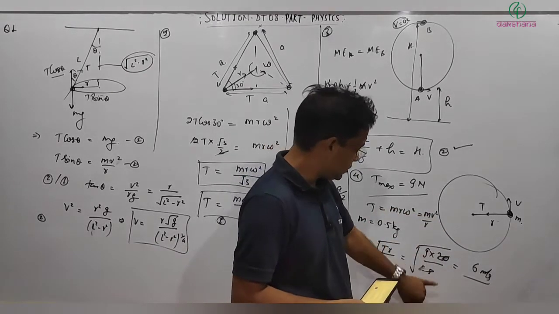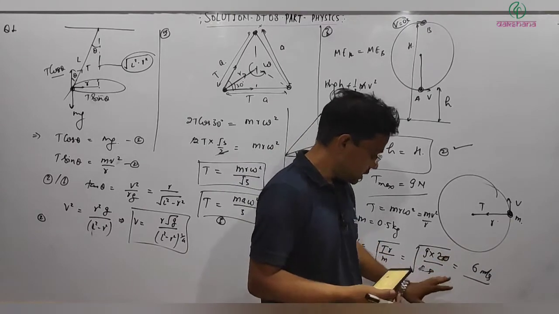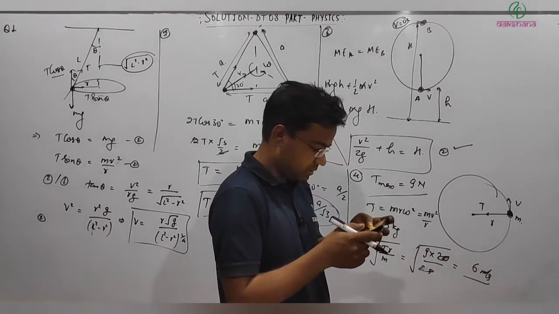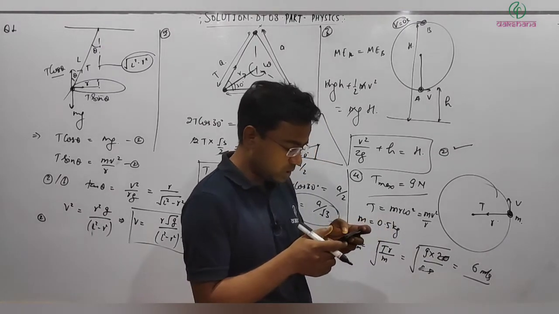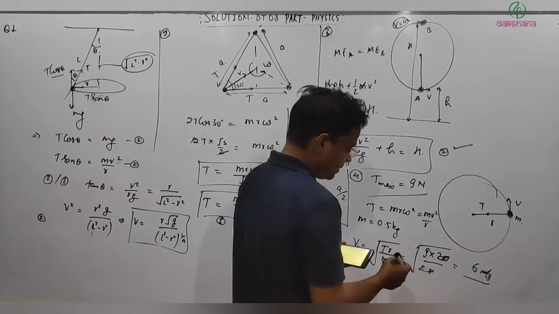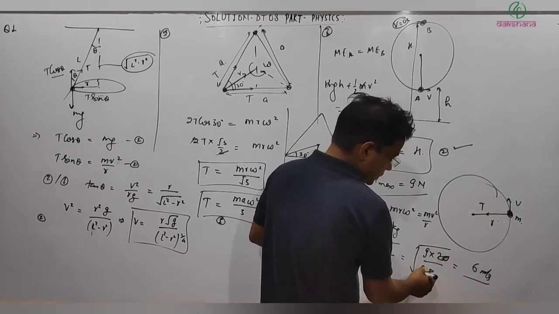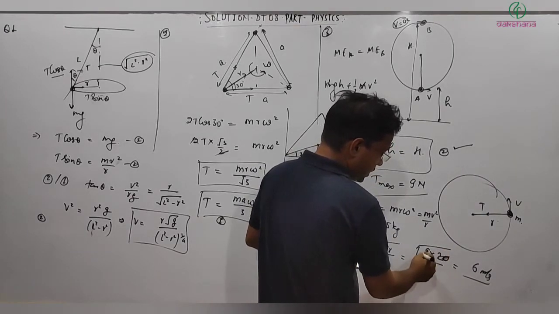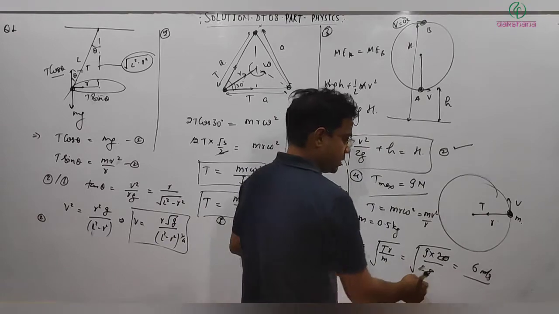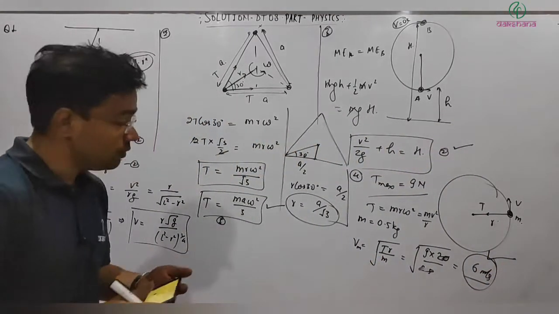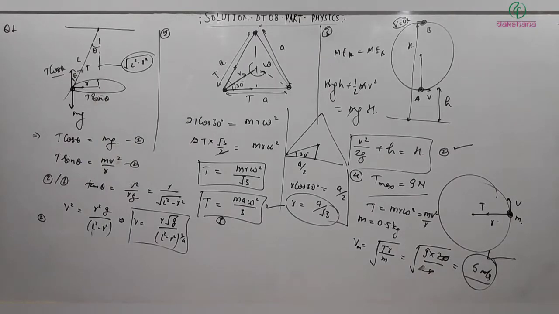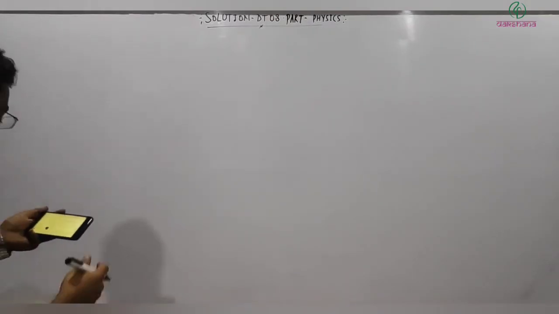So T is given as 9 Newton maximum, R is 2 meter, and am I taking everything in proper dimension? Okay, 9 Newton, and this is 2 meter divided by 0.5. So it will be like 36, and root over this is 6. So the answer will be 6 meter per second for question number 4. Okay, next question number 5.